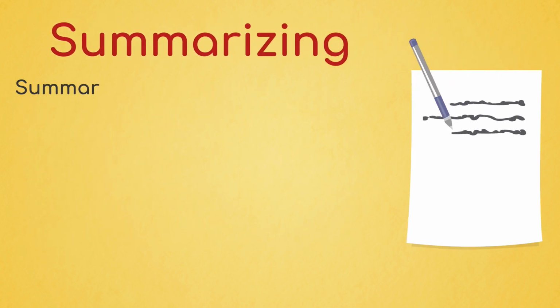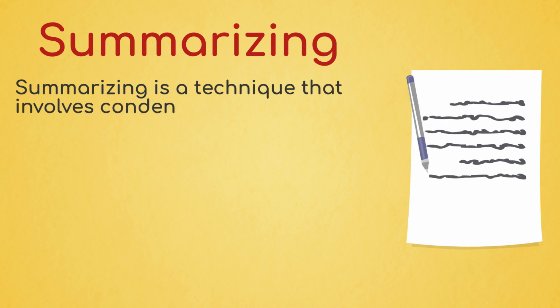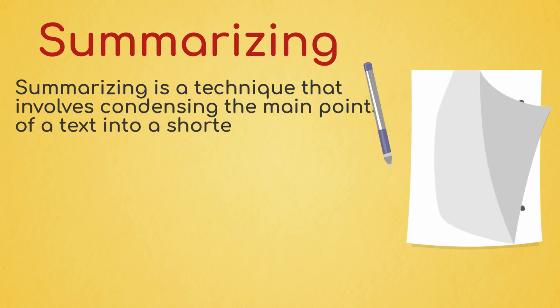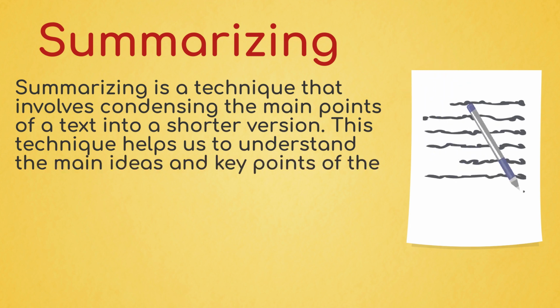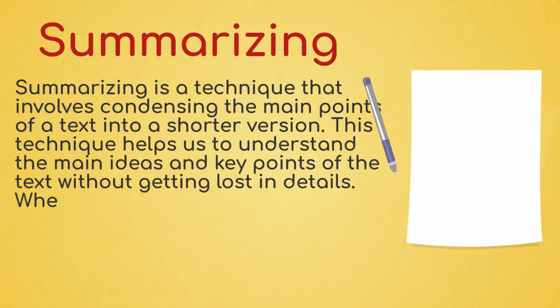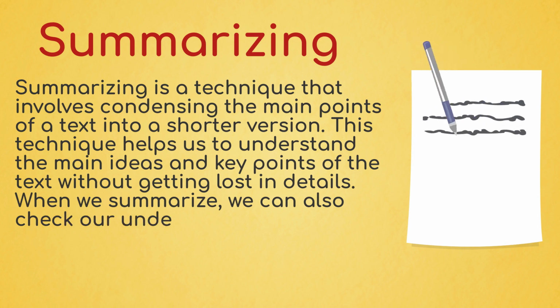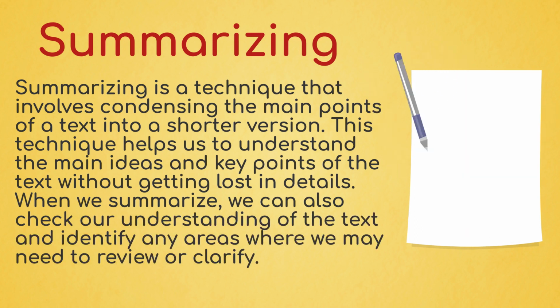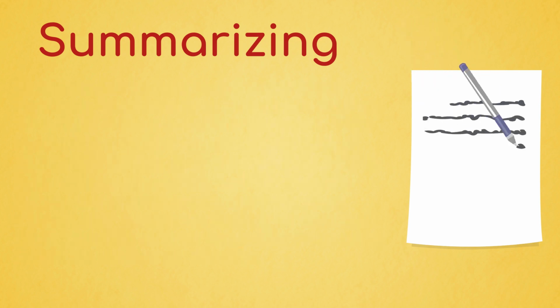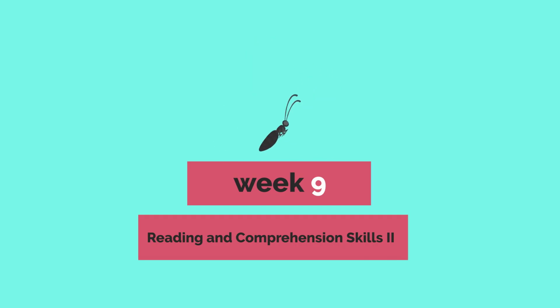Summarizing is a technique that involves condensing the main points of a text into a shorter version. This technique helps us to understand the main ideas and key points of the text without getting lost in details. When we summarize, we can also check our understanding of the text and identify any areas where we may need to review or clarify.